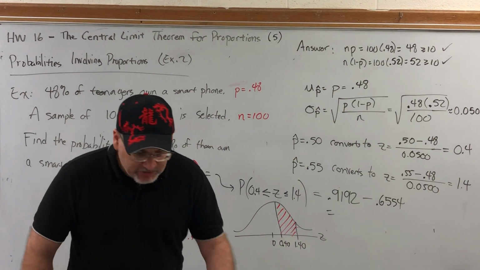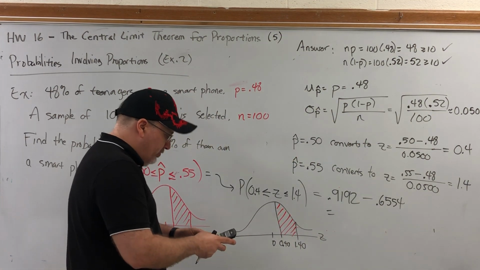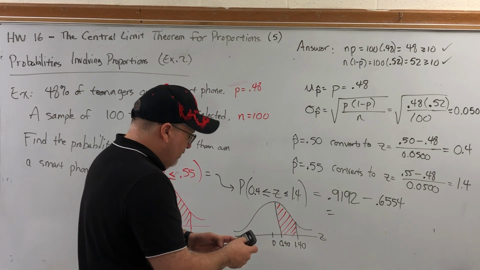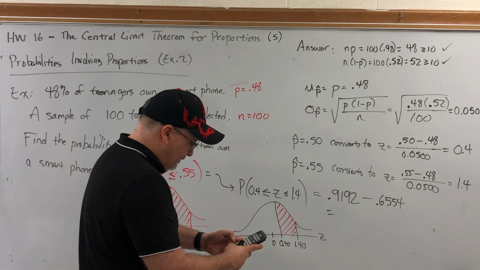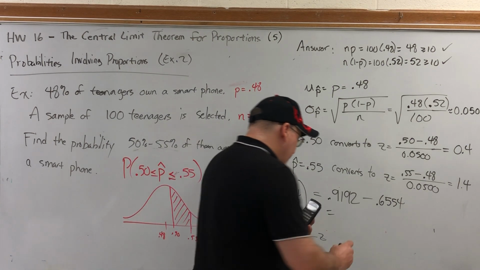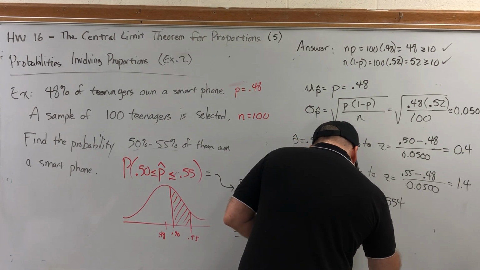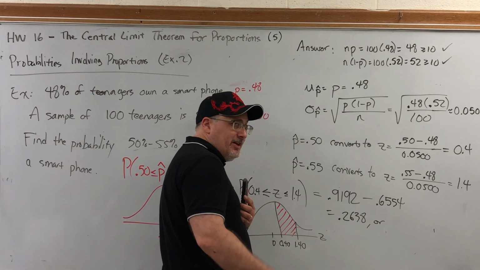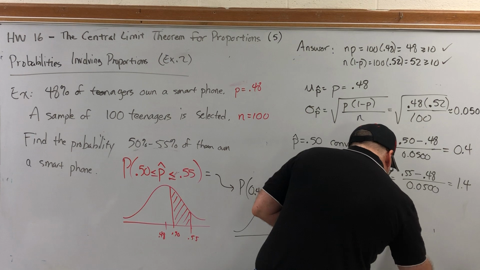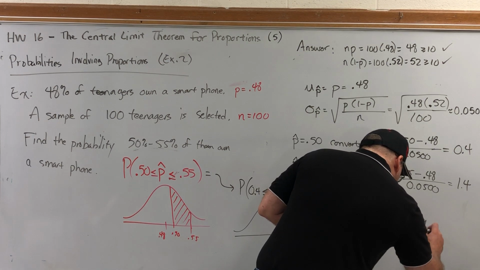And then we just subtract. I'll just do it with the calculator because I don't feel like doing it in my head. 0.2638. Or since we're answering a probability, we can answer it as a percent. 26.38%.